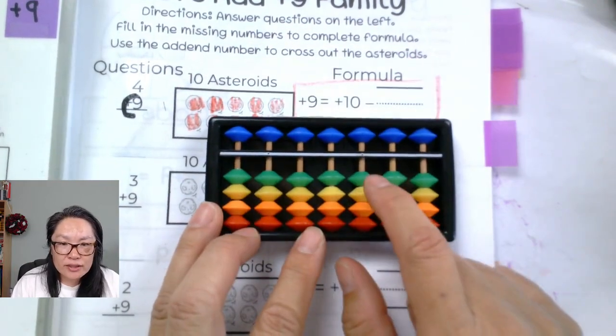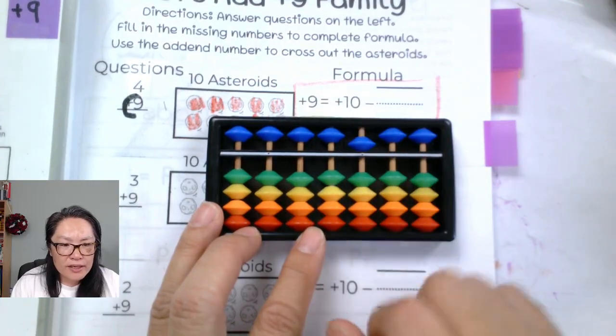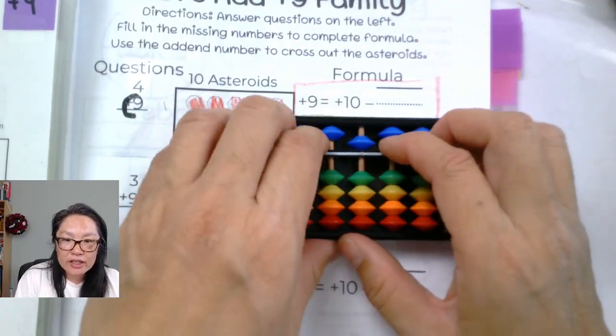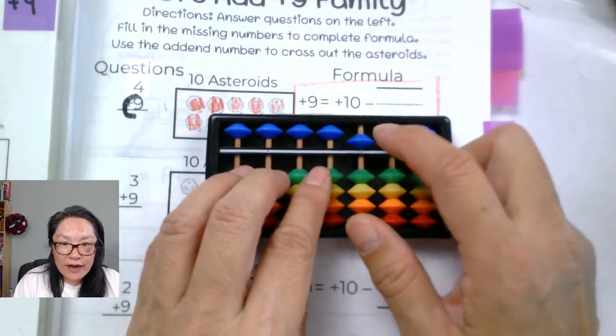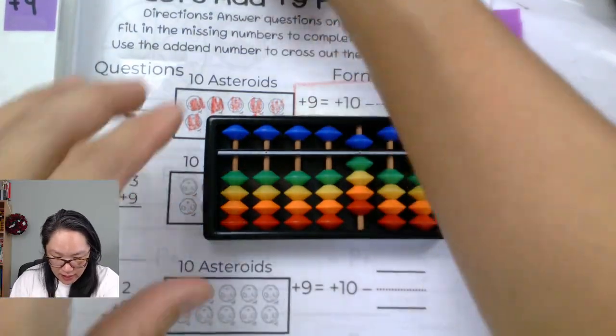So we can count. Let's do a review. 1, 2, 3, 4. This is 4. And then the top bead is 5. So 5, this is the value of 5. 5, 6, 7, 8, 9. This is 9. Well, how do I know that's 9?